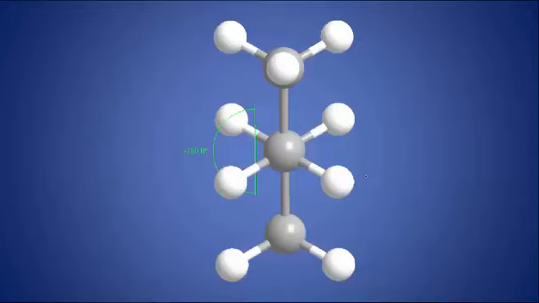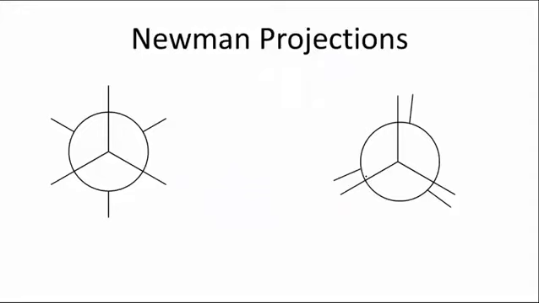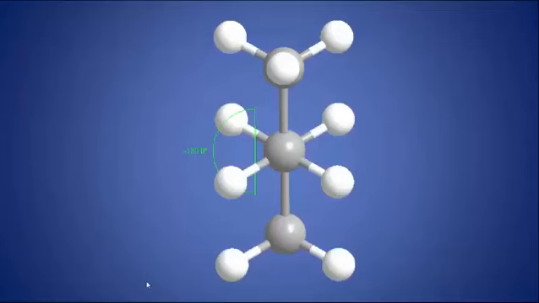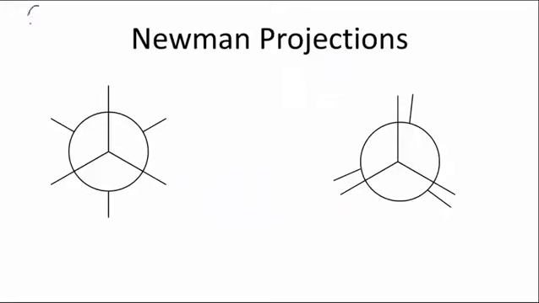Someone named Newman, probably not the guy from Seinfeld, but probably another Newman, came up with a way to represent these. They're called Newman projections. Newman projections are just a way that we represent the different conformations. We call each of these different positions a conformation of the molecule. So when we use the term conformation, those are different ways to arrange a molecule based on rotation around bonds.